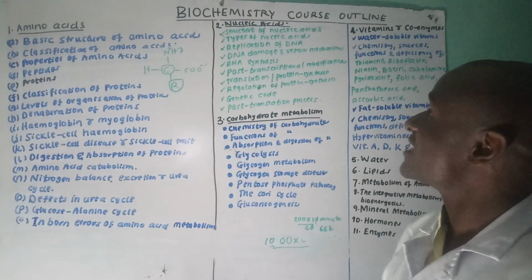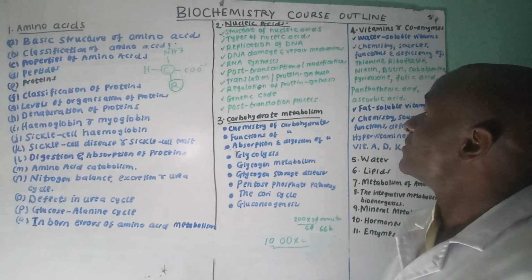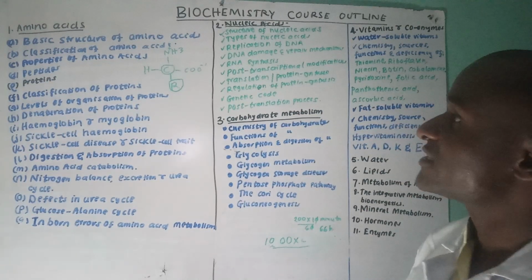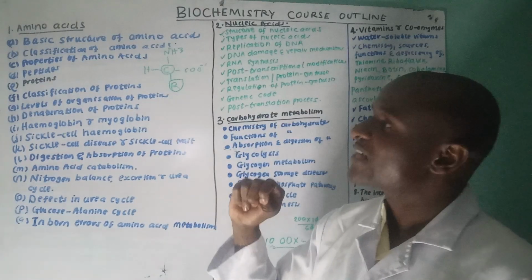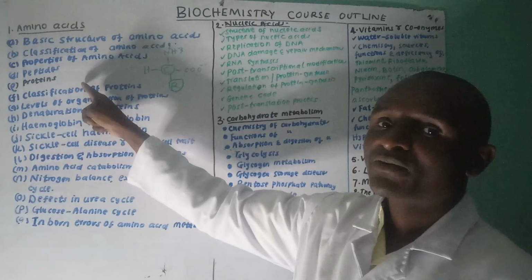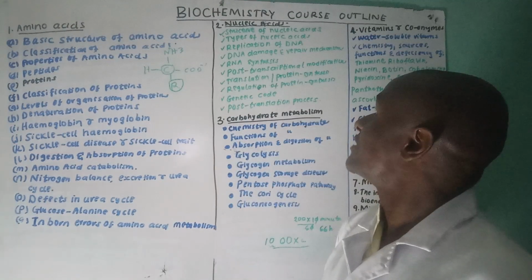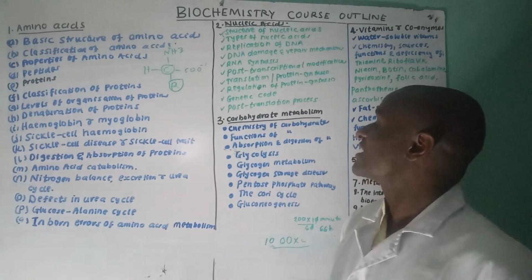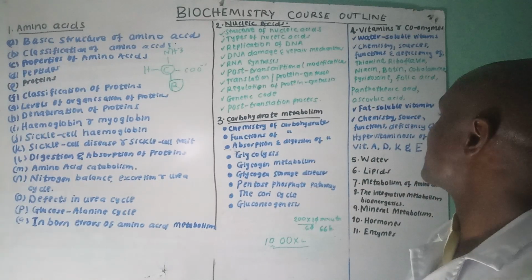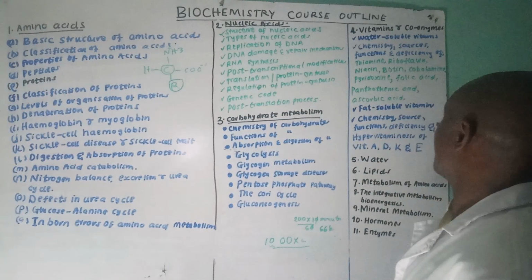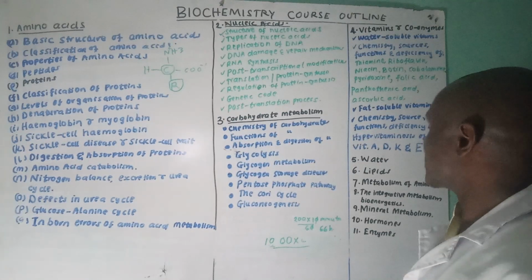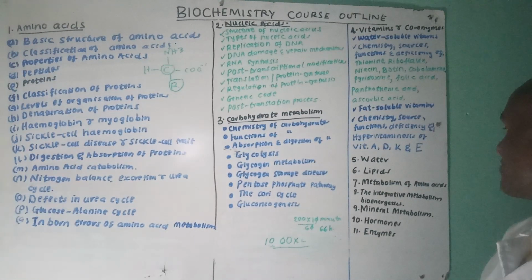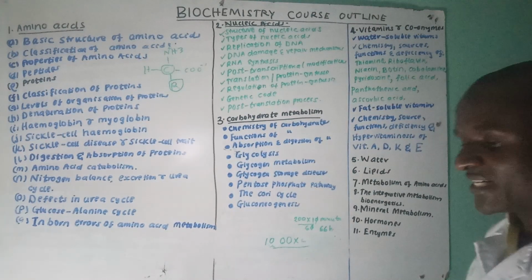So I want to send you the course outline. The following topics shall be covered in biochemistry. That is amino acids. We shall also be looking at the proteins, the nucleic acids, carbohydrates, vitamins and coenzymes, water, lipids, metabolism of amino acids, the integrative metabolism and bioenergetics, mineral metabolism, hormones and enzymes as the last topic.